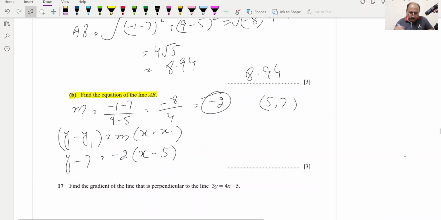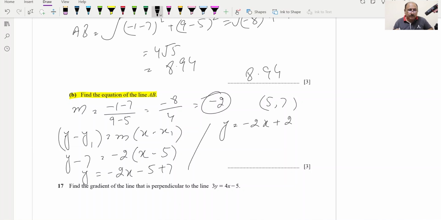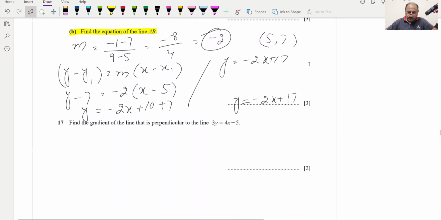Now we can rewrite it as y is equal to minus 2x minus 5 plus 7. So the final equation will be y is equal to minus 2x plus 2, and basically we have made a mistake, not 5, this should be 10 here, and this minus 2 into minus 5 will be plus 10, so this will be 17, basically plus 17. So y is equal to minus 2x plus 17. This will be our final equation which we have written over here. Hopefully you understood. This is a 3 marks question.